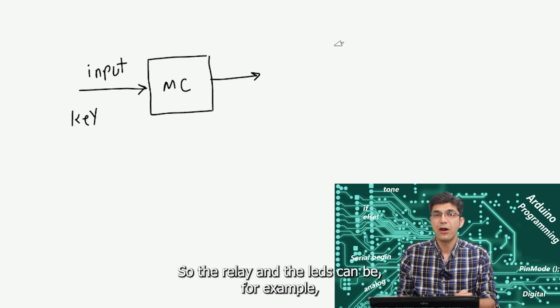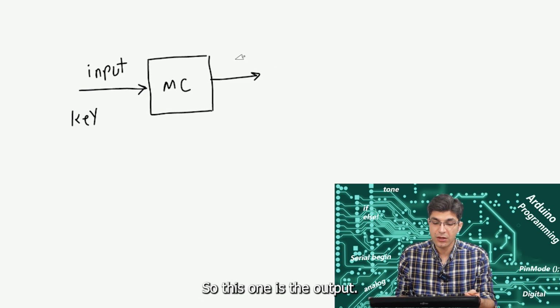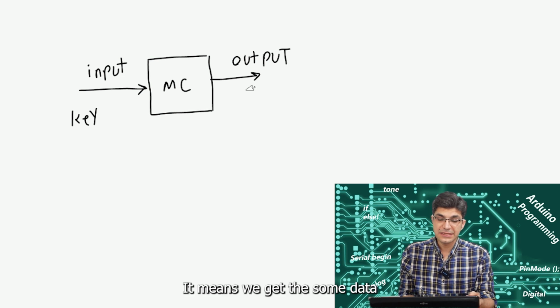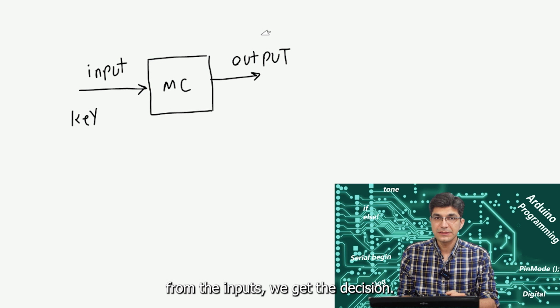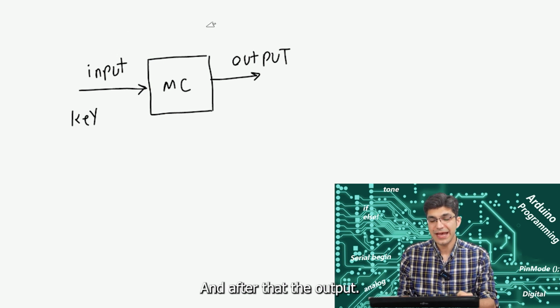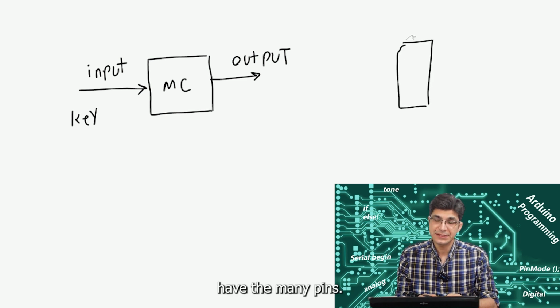So the relay and the LEDs can be, for example, one example of an output. So this one is the output. It means we get some data from the inputs, we make the decision, and after that the outputs. So any microcontroller has many pins. These pins can be defined as inputs or outputs.